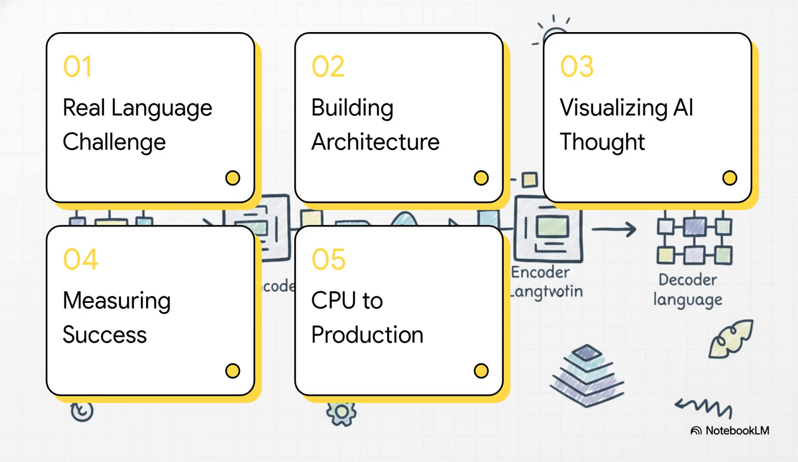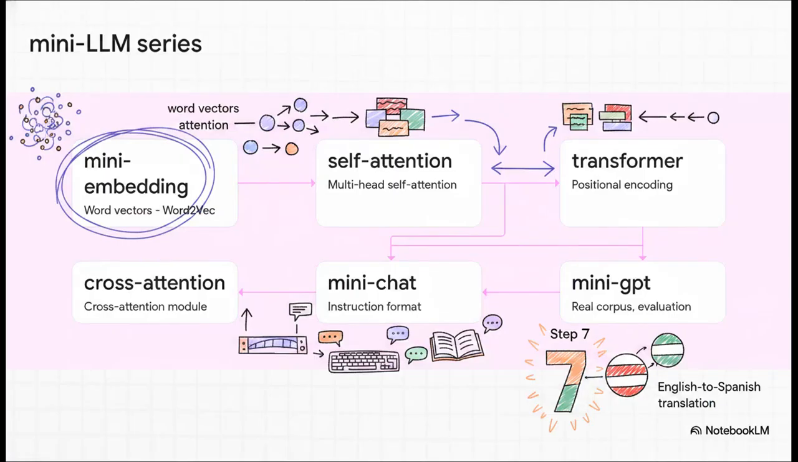Here's our roadmap for deconstructing this model piece by piece. First up, the real language challenge. Then, building the architecture. Next, visualizing AI thought. Fourth, measuring success. And finally, taking it from a basic CPU to production. Don't worry, we're going to make the complex mechanics super accessible. Okay, let's dive into this.